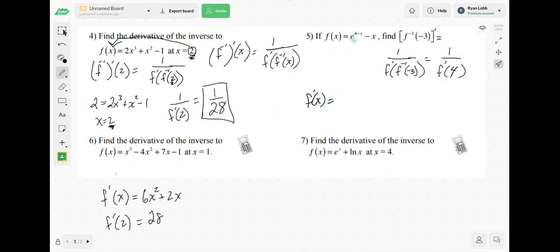All right, here we have e to the power. Then times the derivative of 4 minus x, which is negative 1. And then the derivative of this, minus 1. And we can see here that if we plug in 4, f prime of 4, we get e to the 0, which is 1, negative 1 minus 1, negative 2. So over here, we get negative 1/2. Okay, so there is that one.